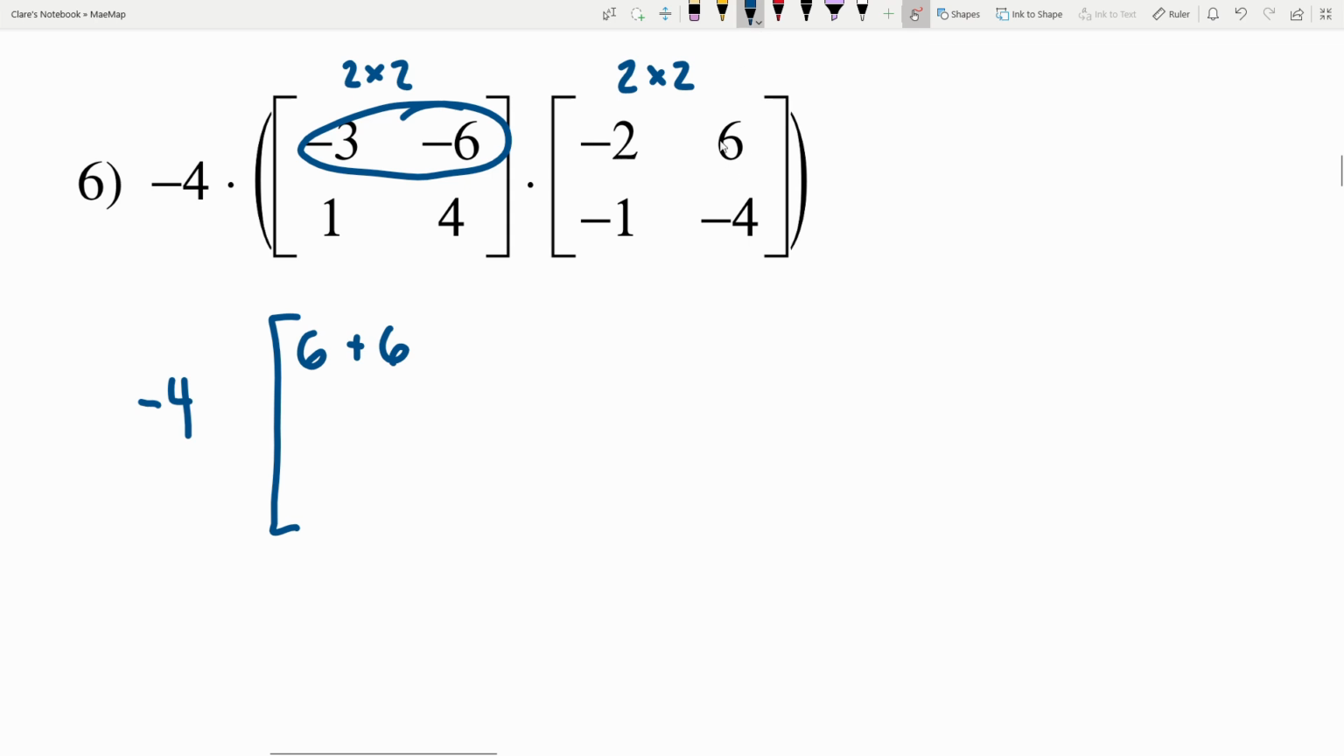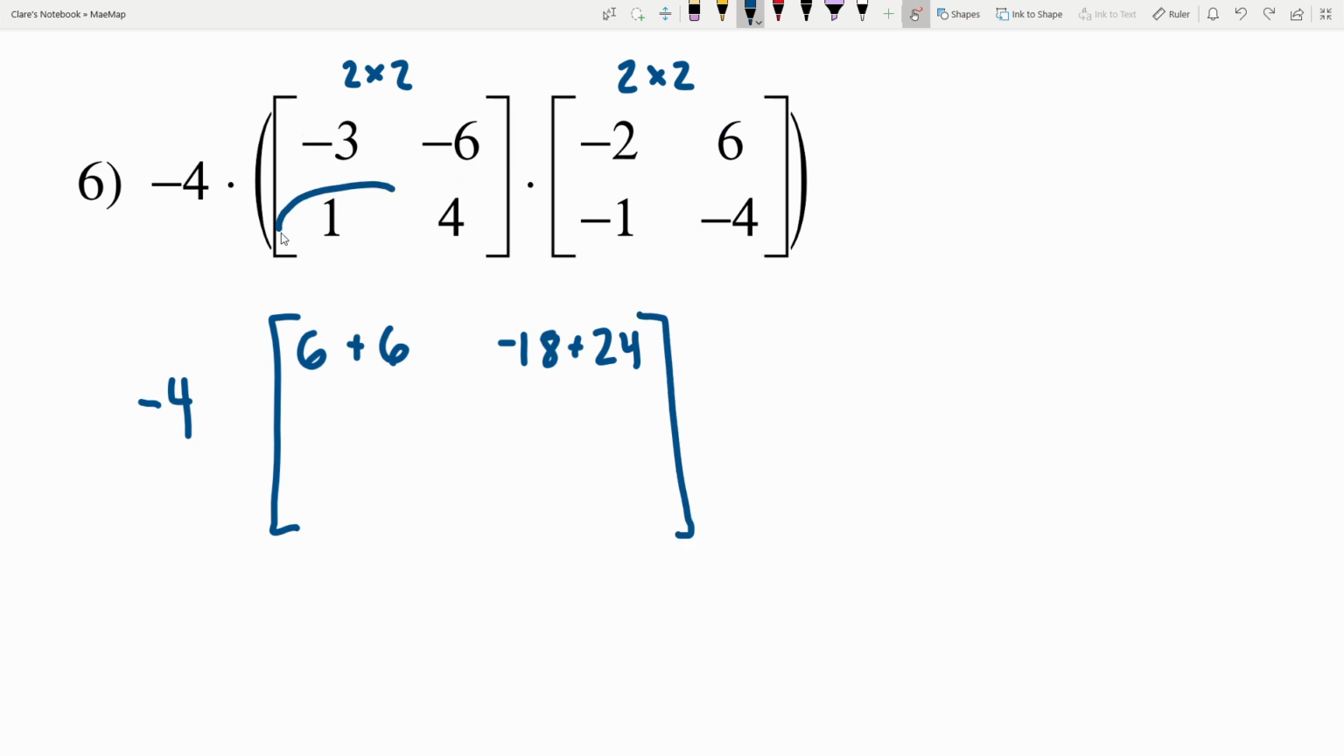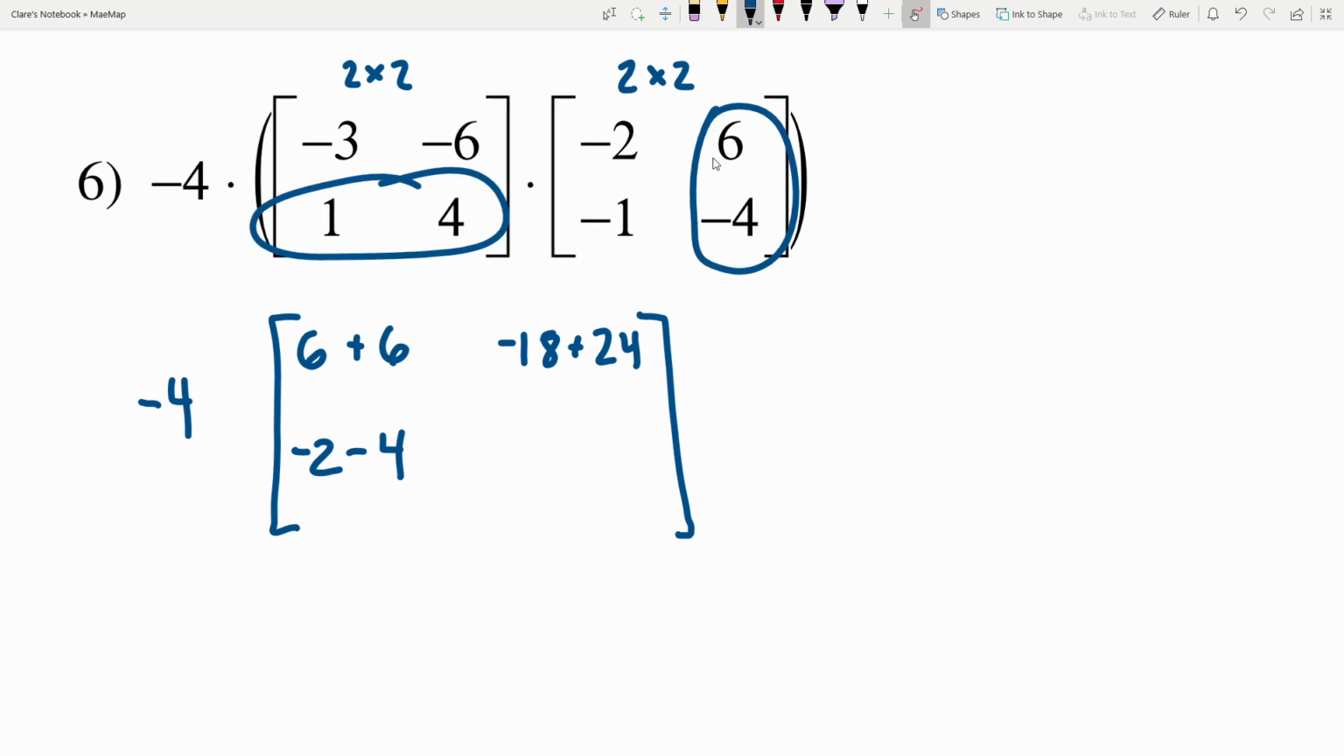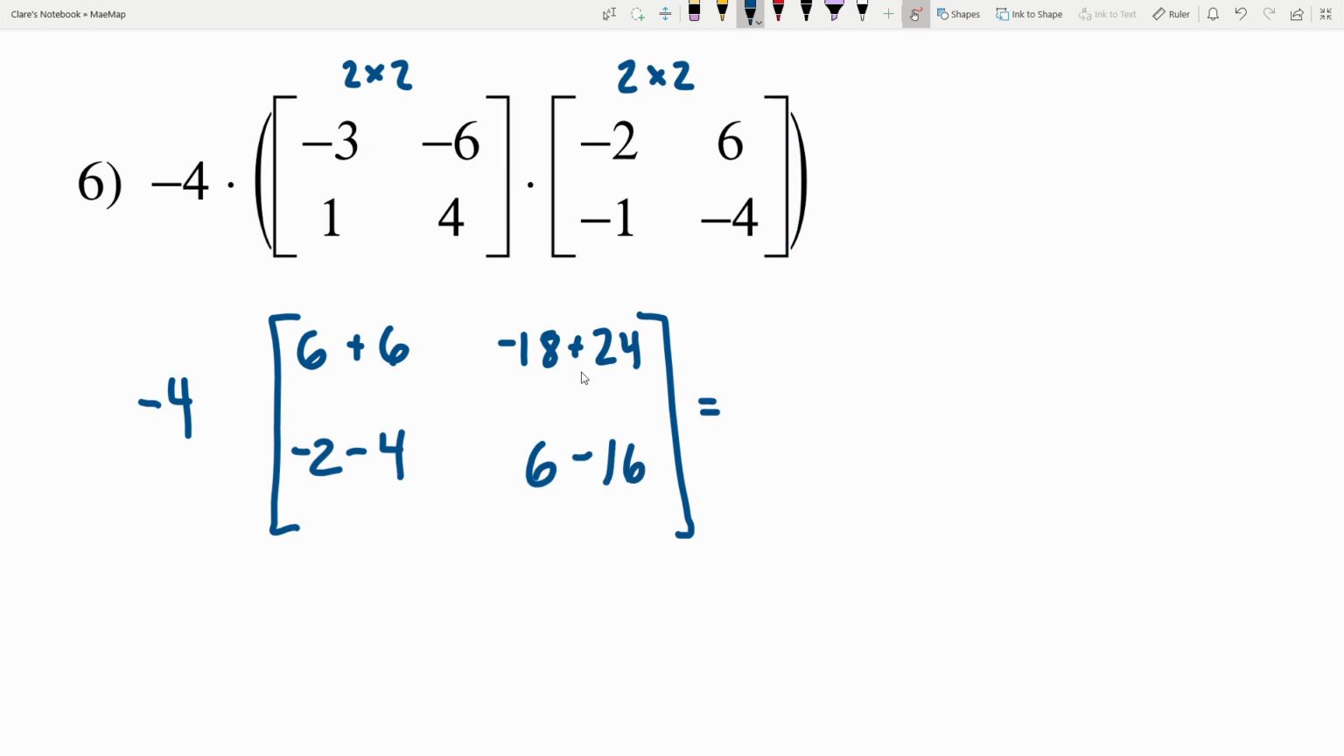Then I'll dot the first row with the second column. -3 times 6 is -18, and I'll be adding that to -6 times -4, which is a positive 24. Then working with my second row, 1, 4, I'll dot that with -2, -1, which 1 times -2 is -2, plus 4 times -1 is a -4, so -4. And then 1, 4, dot it with 6, -4, 1 times 6 is 6, plus 4 times -4 is -16, or simply -16. Now, I have -4 times, let's simplify this matrix.